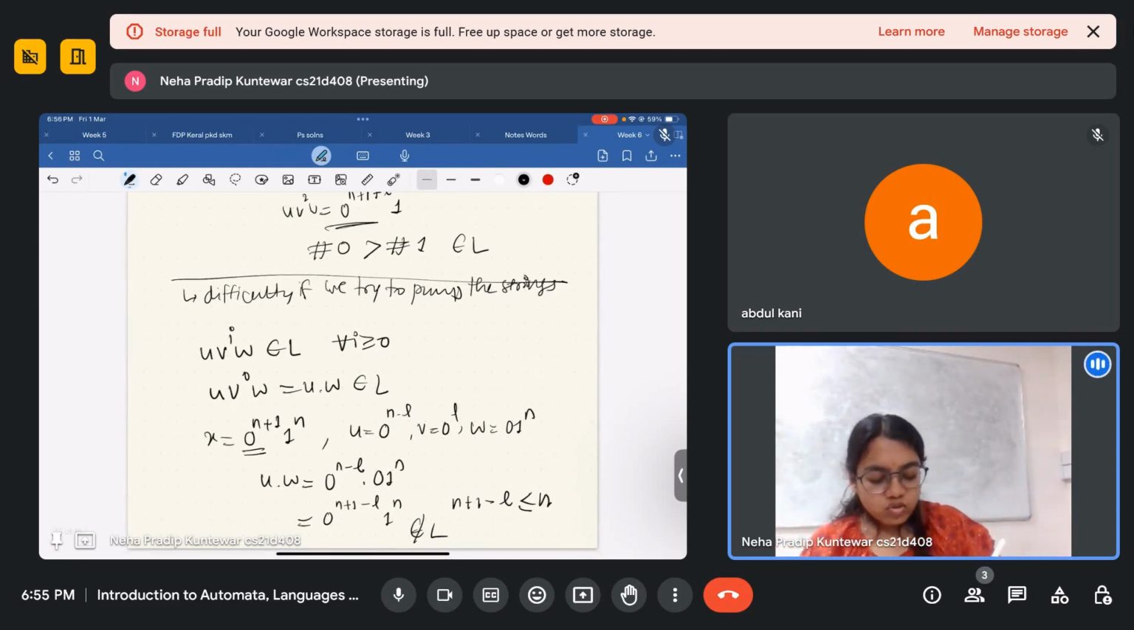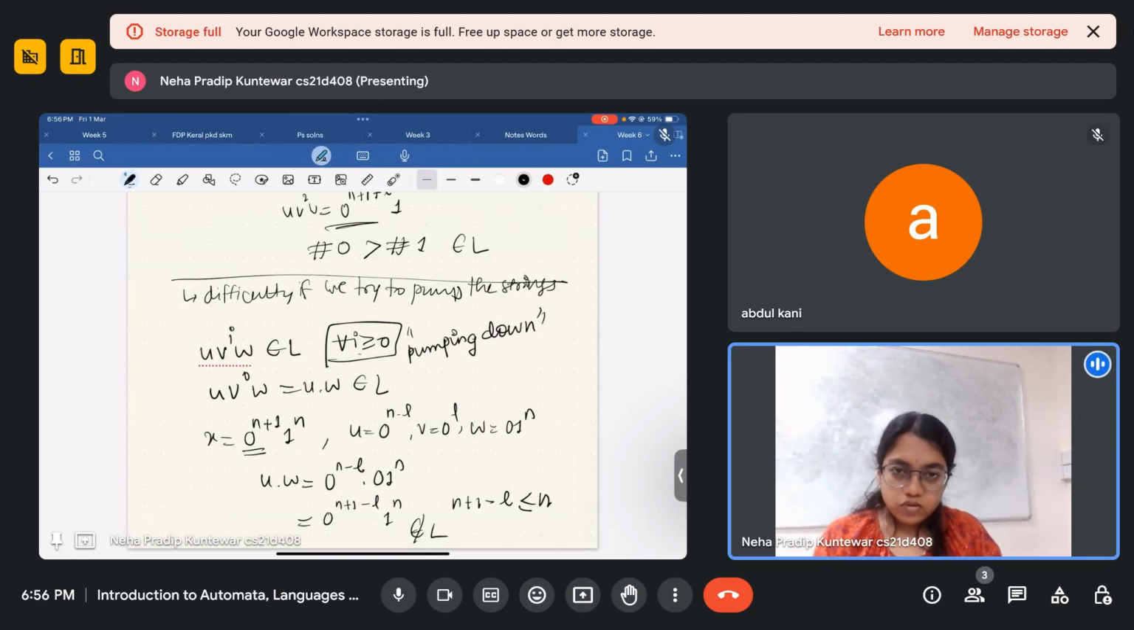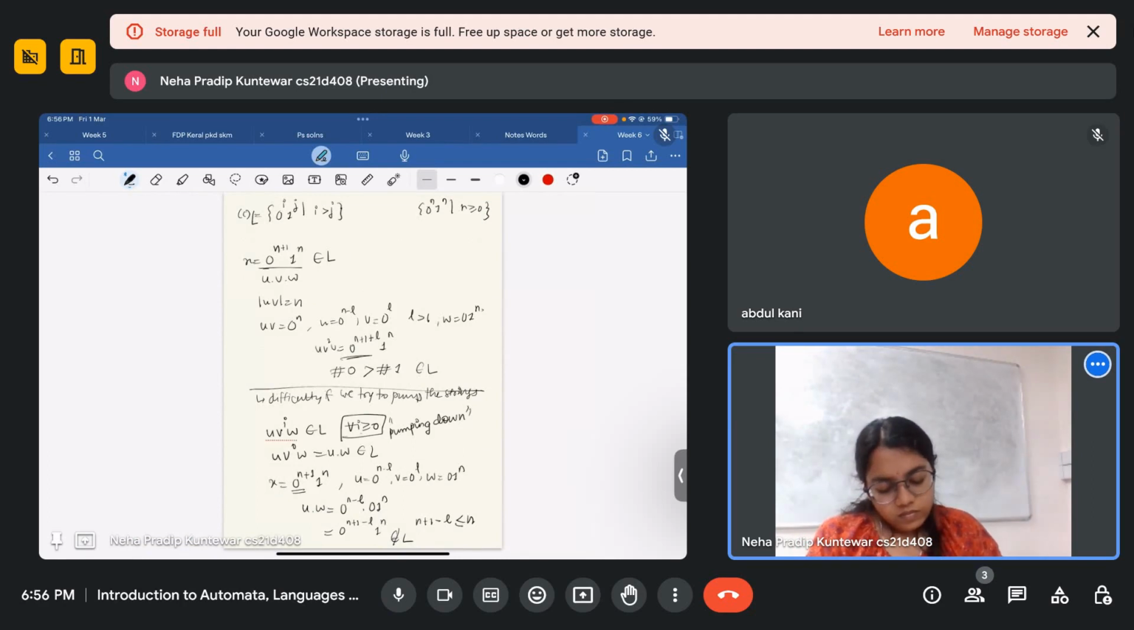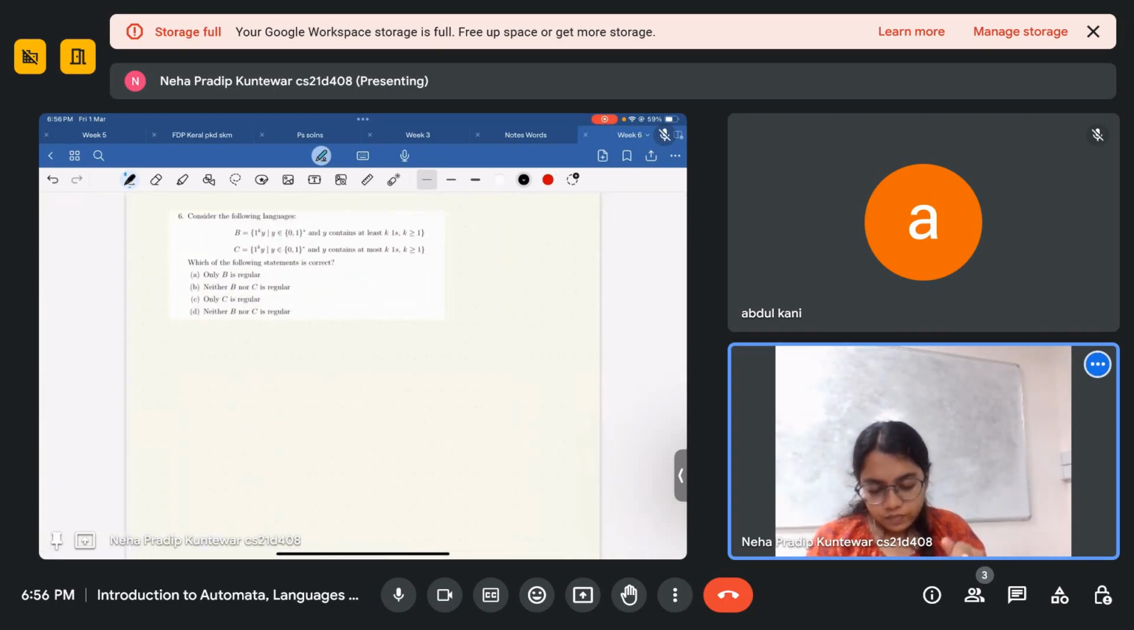So this notion of using the fact that i is equal to 0 is called pumping down. Sometimes when pumping up is not useful, it's useful to pump down, by shortcutting the W and simply looking at UW. Okay. So if there are no questions, I'll move on to the next one.